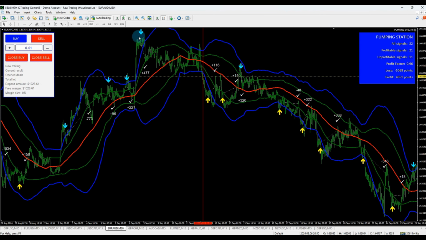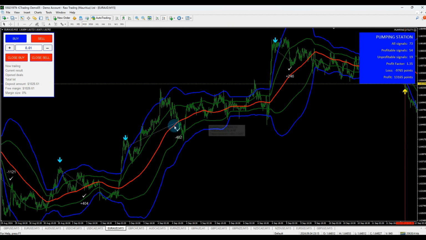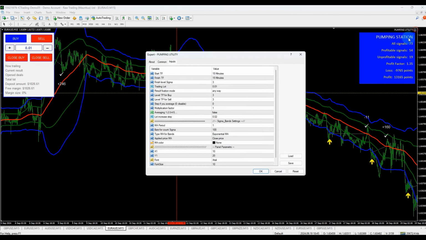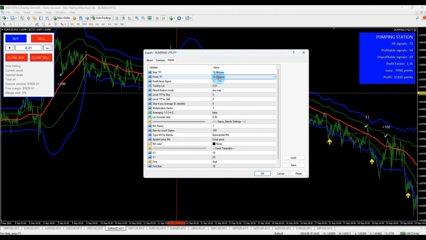And we basically don't need to do anything ourselves. The utility will handle everything. It will close if it cannot close at the red level on M15, when it will try to close at all the following levels of the sigma indicator on the following time frames, including H4. This time frame needs to be set here to H4.